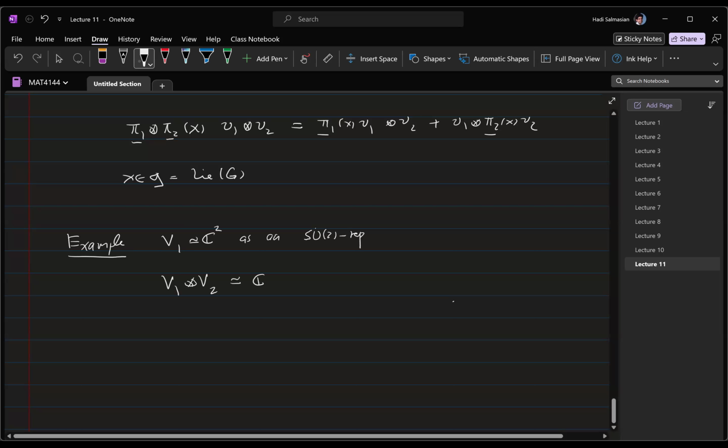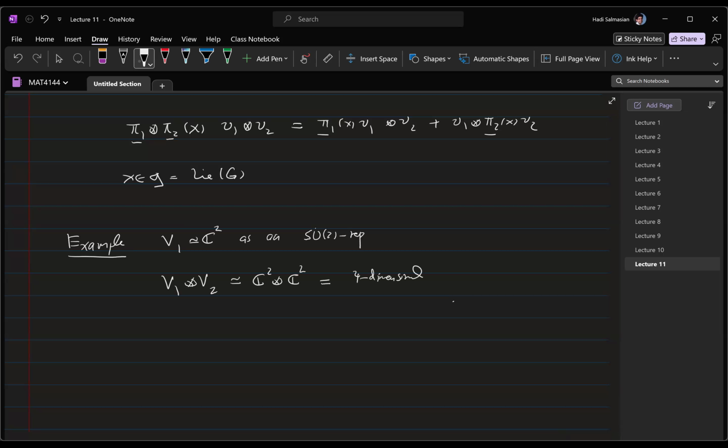As a vector space, this is C2 tensor C2. What is the dimension of this vector space? 4. When you tensor vector spaces, the dimensions multiply. Over C, that's right. I'm doing tensors over C. So now, this is also a representation of SU2 by what I showed you above. Which representation is it? Is it going to be V3, the 4-dimensional representation? Who knows? Could be some sum of smaller representations.